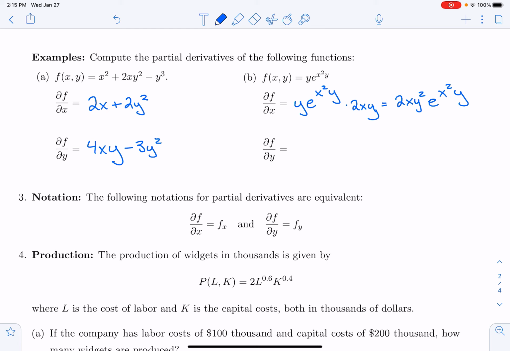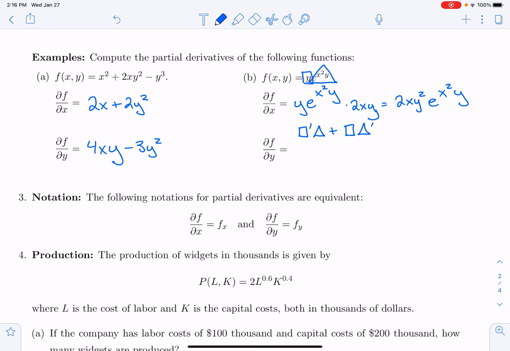Okay, now let's take the derivative with respect to y. That's going to be a little bit more difficult, because now I have a function of y that's a product of two functions of y. I have this function, which is just y, and then I have e to the x squared y. So I need to use the product rule. I'm going to write a reminder of what the product rule is. I take the derivative of the first thing and leave the second one alone, plus I leave the first one alone and take the derivative of the second thing. That's a little shorthand for the product rule.